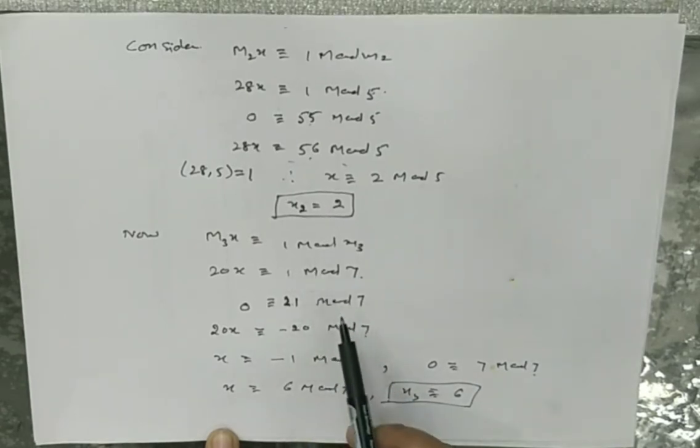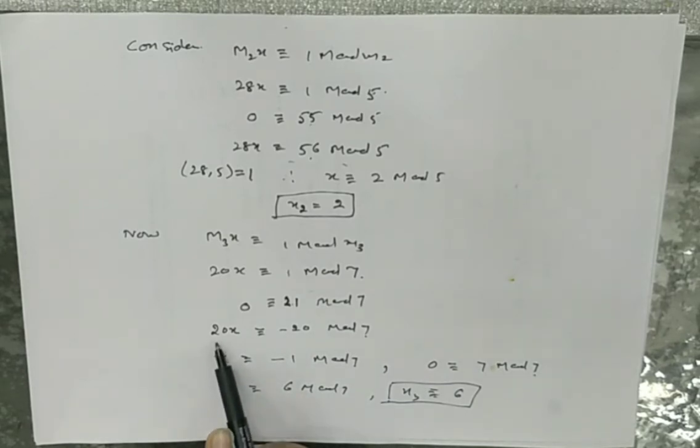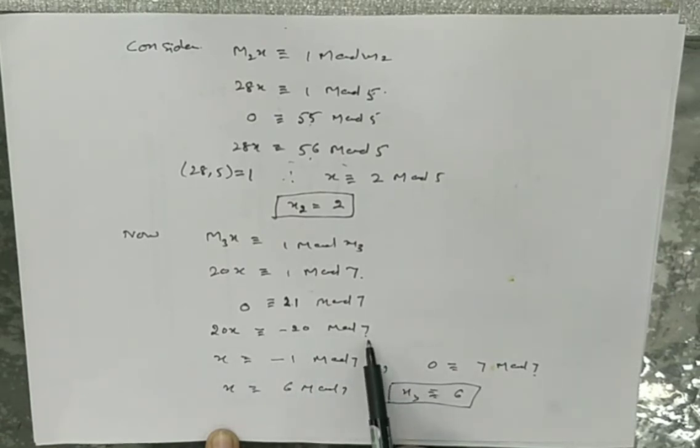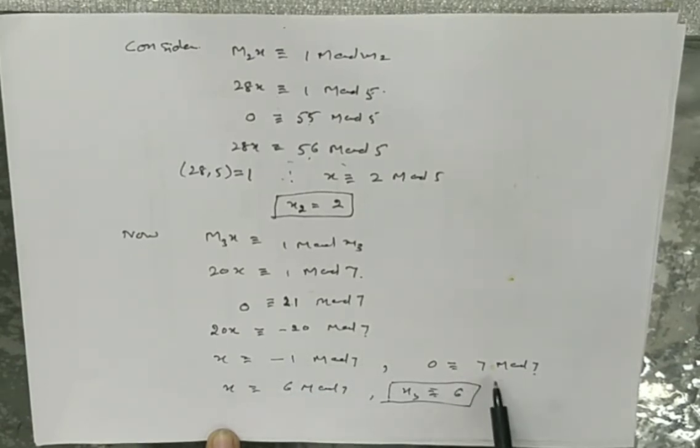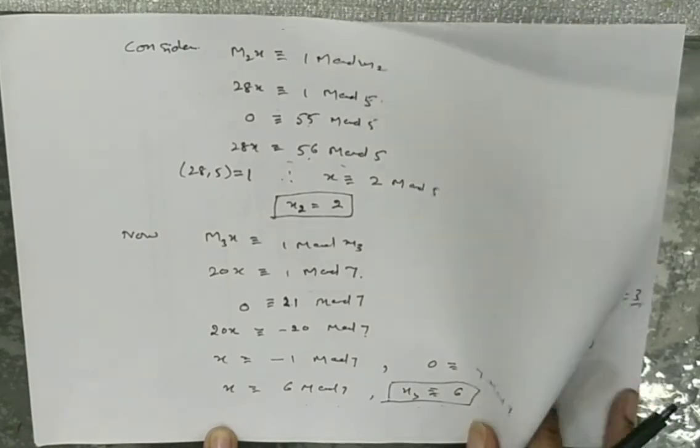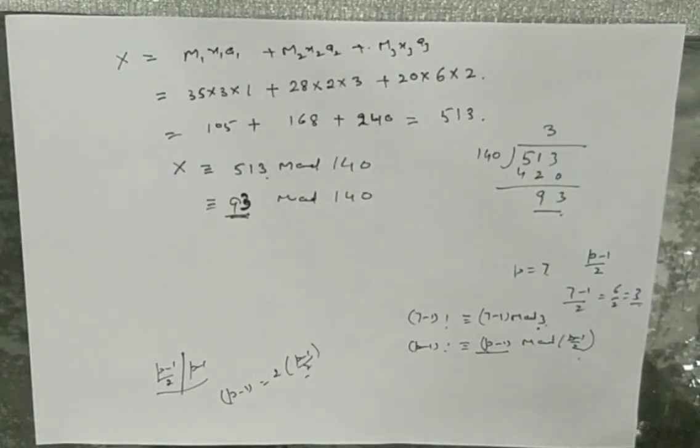Then subtracting these two, we get 20x is congruent to minus 20 modulo 7. Now 20 and 7 are co-prime, so we can cancel. Therefore x is congruent to minus 1 modulo 7. Again, to make it positive, we use 0 is congruent to 7 modulo 7. Therefore x is congruent to 6 modulo 7. Thus we get x3 is equal to 6 as the solution of the third congruence.